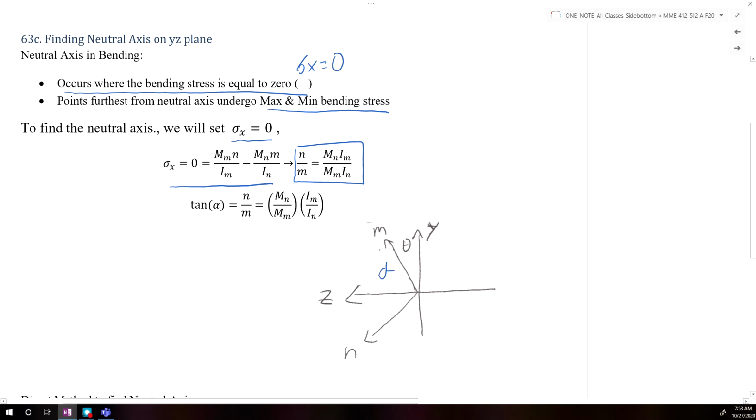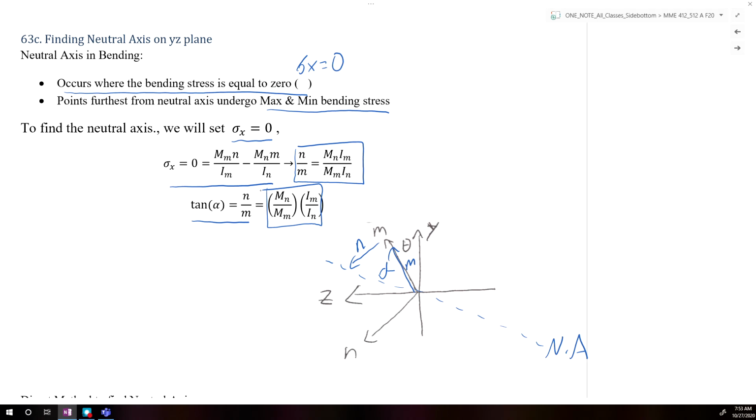We can think of our neutral axis as occurring along a line, and that angle alpha will have a component along the m-axis and a component along the n-axis. To determine what that angle is, we know that the ratio of n over m would be a tangent function. We define the tangent of angle alpha to be equal to the ratio of the moments being applied to the system about the n and m axes, as well as the moments of inertia about the m and n axes.